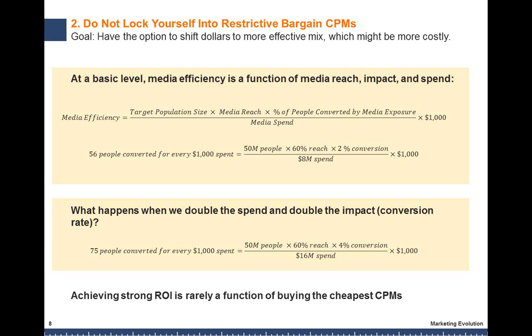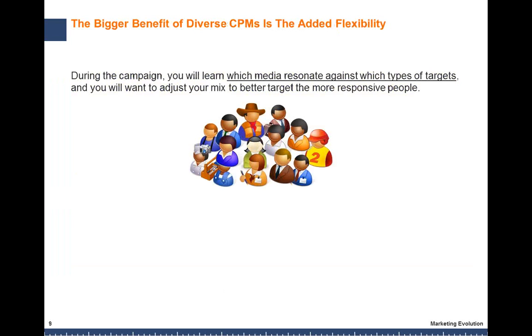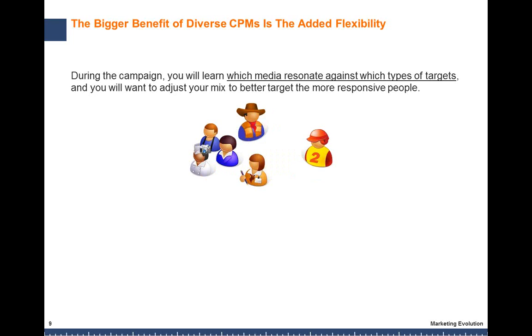But for the sake of this conversation, there's really an ulterior benefit of buying that slightly more expensive CPM, and that is what I just described previously. During the campaign, one of the things you're going to learn is which media are resonating against which types of targets. And what you want to be able to do as you learn that is to adjust your media to target those more responsive people. So if you find that there's a subsection of people that are more responsive, you want to shift dollars to those people.